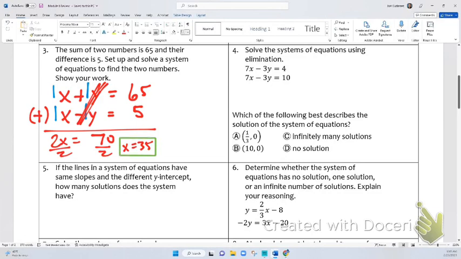Now remember, there are two numbers. If we know that the first number is 35 and they have to add up to 65, some of you guys are smart enough to know that the answer is going to be 30 for the second number.